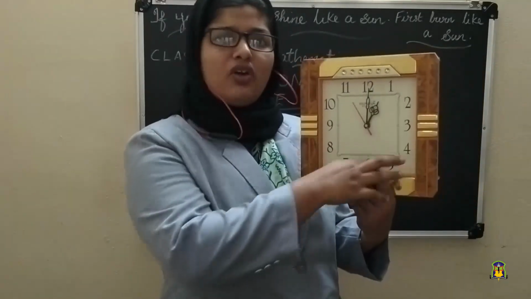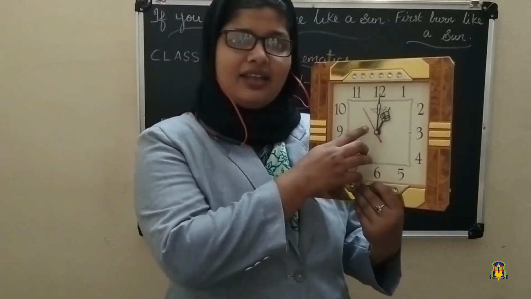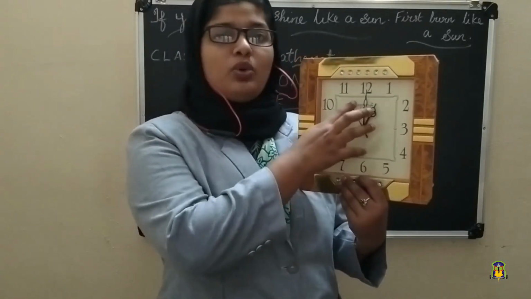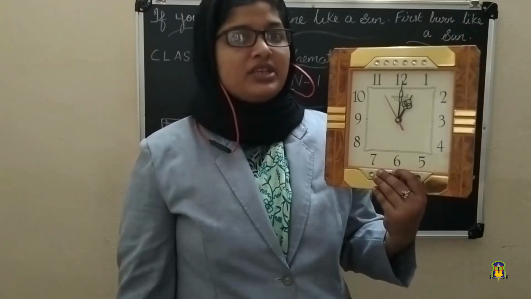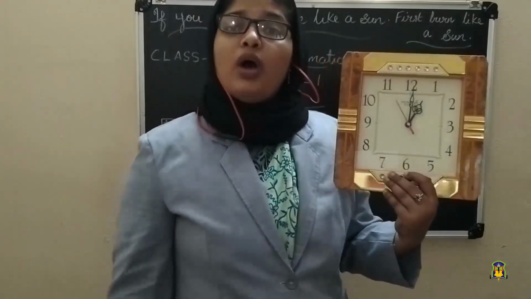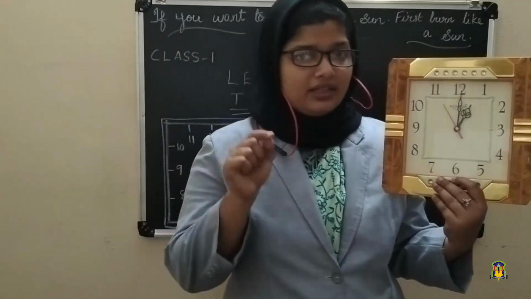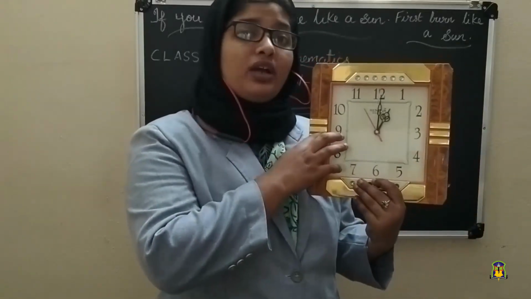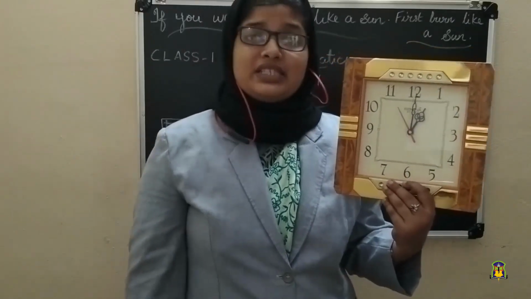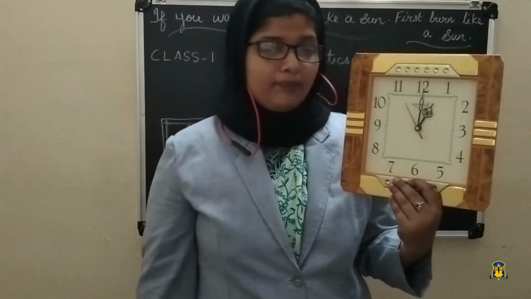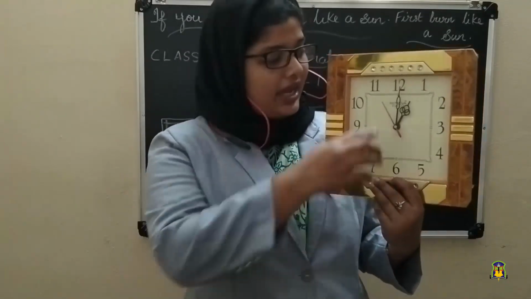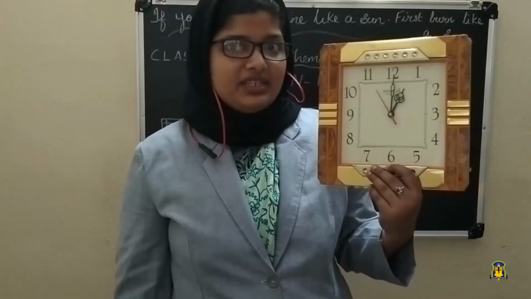Without this hand also the clock is working. This is called the second hand, so no need to think about it. We just look at these 2 hands and say the time. Once again, the face of a clock has numbers 1 to 12. What is the use of a clock? Yes, we use a clock to tell the time. The short hand is known as the hour hand and the long hand is known as the minute hand.